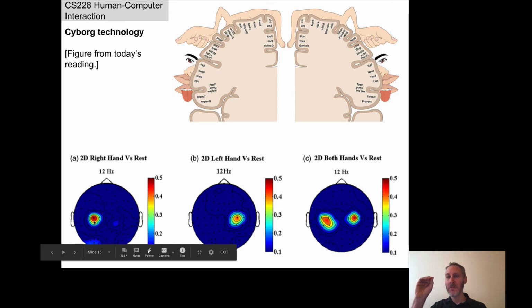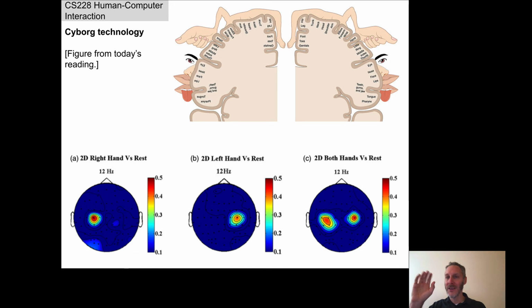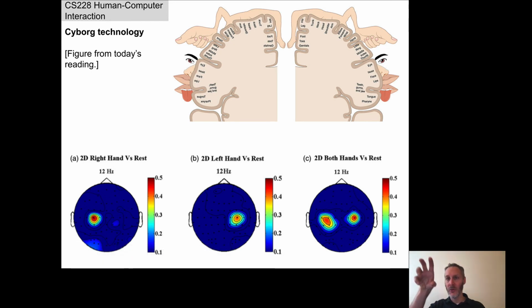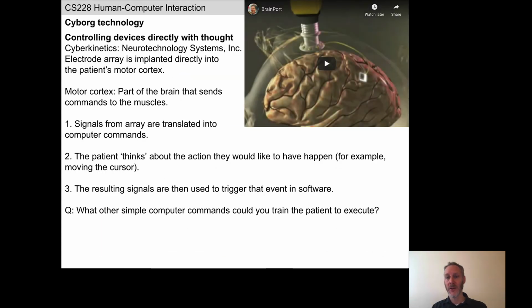The subject is imagining doing something with their right hand. What exactly they're doing is difficult to determine. So you get two very similar signals if you imagine moving the cursor up in the screen or moving the cursor down in the screen. Again, you can use a machine learning algorithm to learn which of those two actions the user is performing.